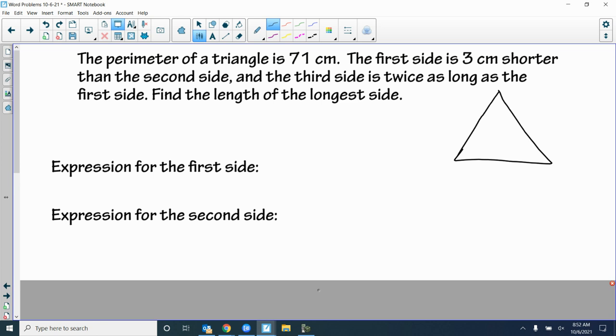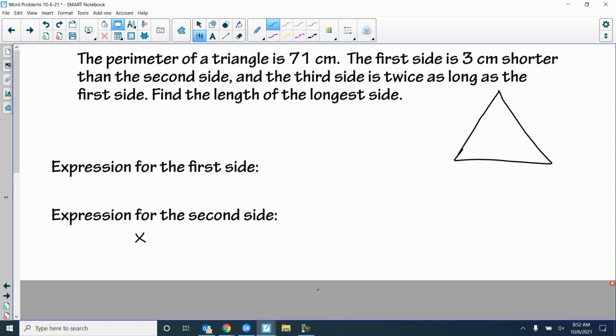All right, any ideas which side we could label X? Griffin. Second. All right, the second side, because here's why. The first side is 3 centimeters shorter than the second. Well, it's based upon the second side. So if I let the second side be X, I can now label the first side.